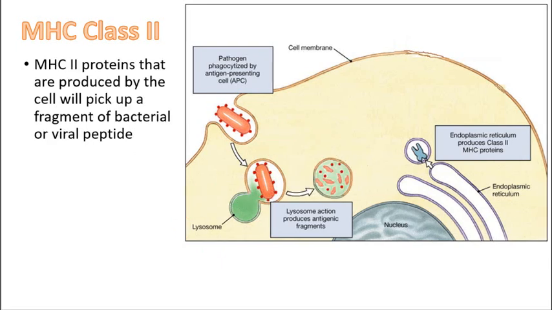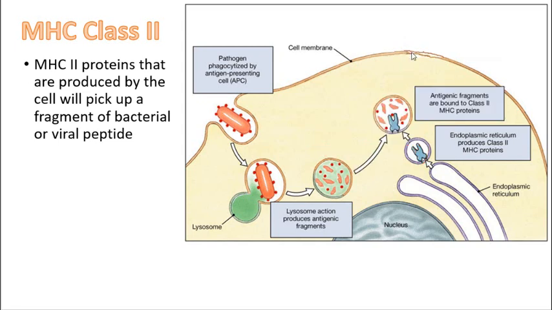So now what you have is bits and pieces of bacterial cell, bits and pieces of bacterial peptide. At this stage, remember, MHC class 2 proteins are produced. So what is going to happen? This MHC class 2 protein is going to pick up a bacterial or viral peptide and take it and present it to the surface. So you see now it's picking up. The blue one is MHC class 2 protein and the red one is bacterial peptide. It picked it up and now it's moving to the membrane.